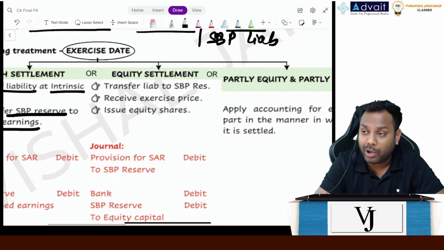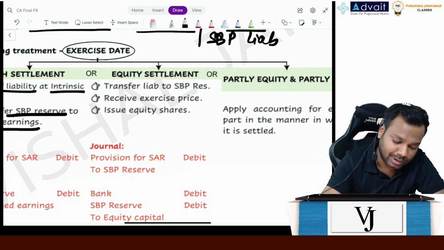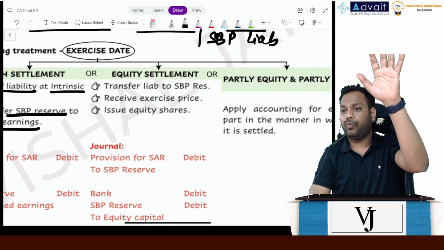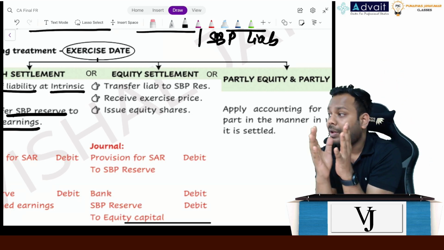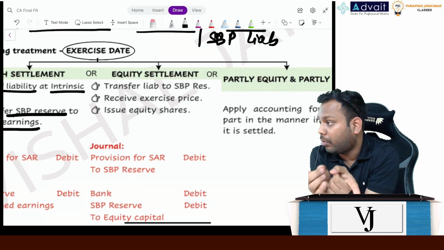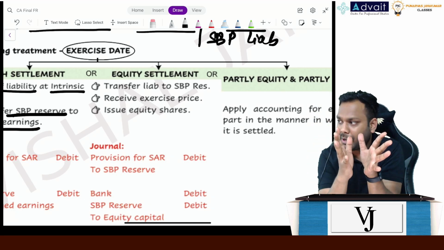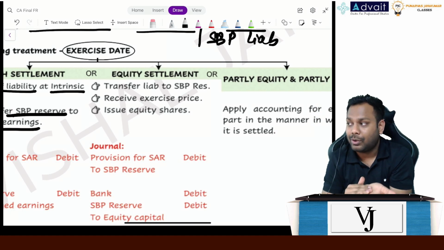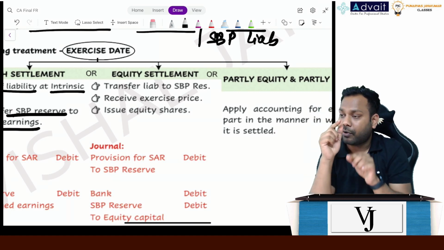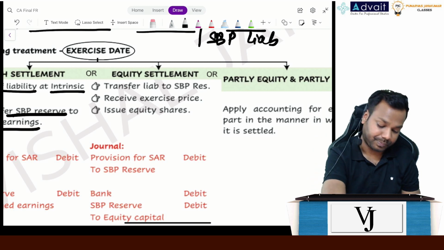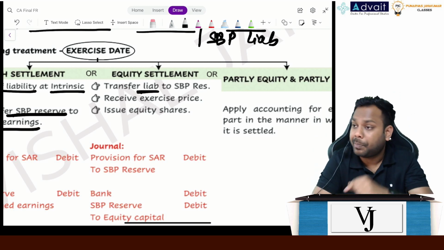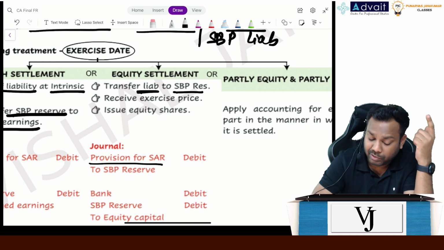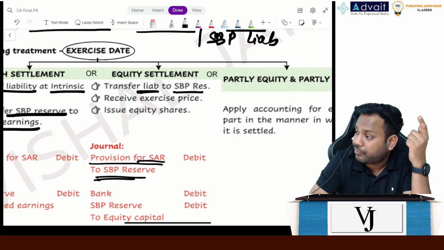But if the employees come for equity settlement, tell me, initially on the grant date, what did I do? I just recorded the equity for the differential portion, not for the whole equity component, right? The whole equity component is ideally recognized in the liability part. So I'll first transfer the liability to reserve, and then from that reserve, I will issue equity shares. Transfer the SBP liability to reserve now. So that's what I'm doing. Provision for liability, the SBP liability, I'm transferring to reserve first.